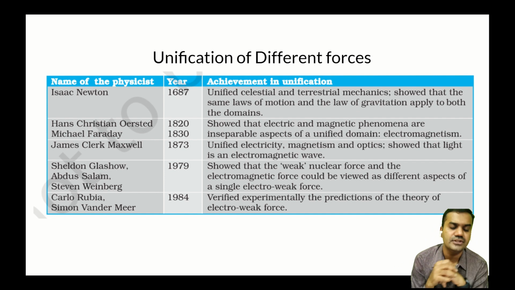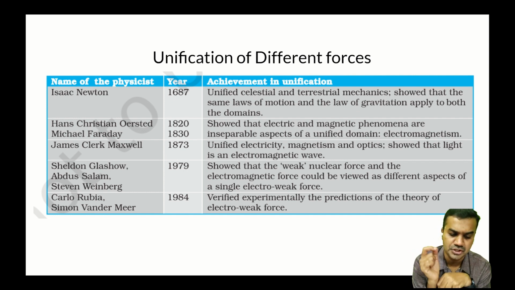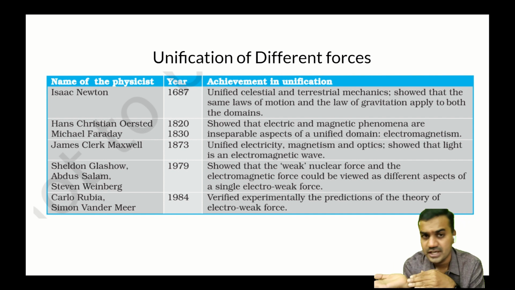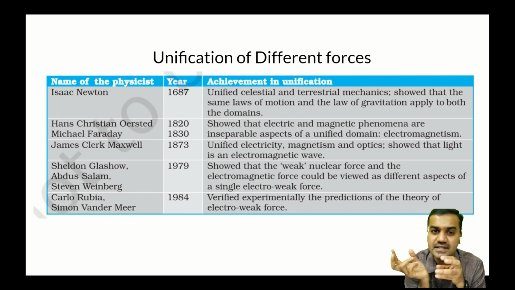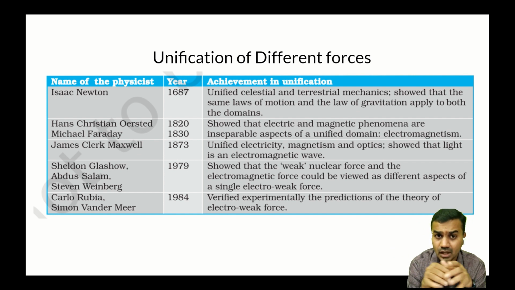Next comes into the picture, in 1873, James Clerk Maxwell, who gave four very beautiful equations called Maxwell's equations. According to Maxwell, electric and magnetic phenomena are interconnected. An electric field gives rise to a magnetic field in some cases, and in some cases, a magnetic field gives rise to an electric field. So they are interconnected.